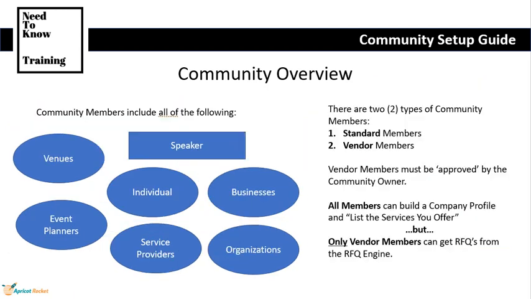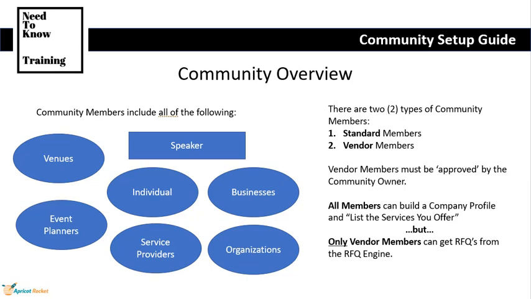The community is generally divided into two types of members, standard members and vendor members. Vendor members must be approved by the community owner. All members can build a company profile and list the services that you offer, but only vendor members can actually receive requests for quotes when somebody provides a request through the quote engine.